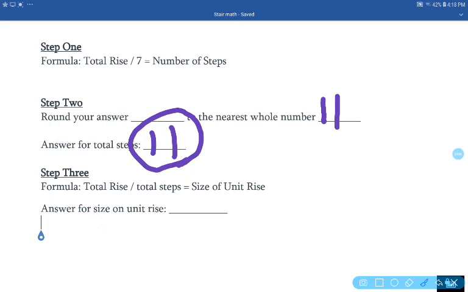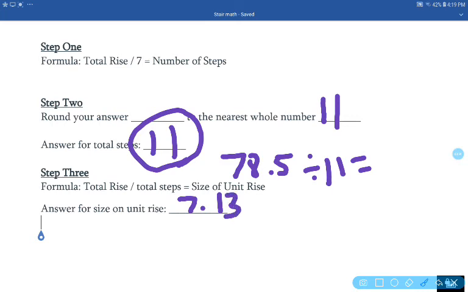Okay, the next thing we need to solve is the actual size of the unit rise. Again, that's just the height of one step. Simply enough, we just take that 78.5 and divide that by the 11. And that's going to give me the answer. In this case, it is going to be 7.136364.